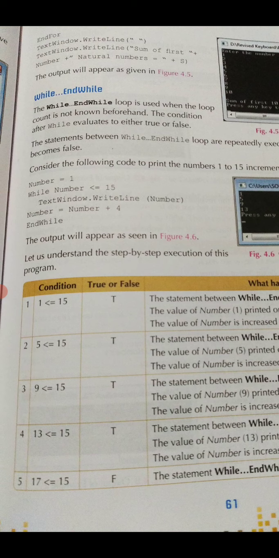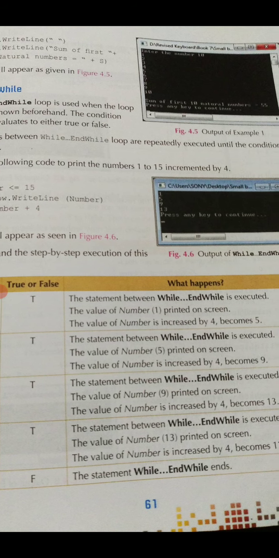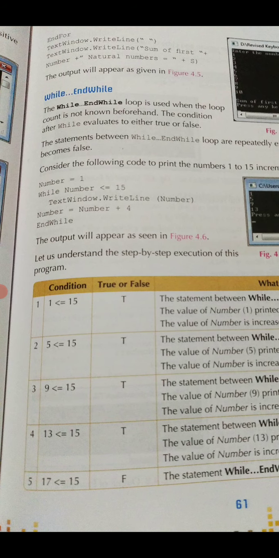The while loop is used when the loop count is not known beforehand. It means the blocks of statements will appear and you don't know what the next statement will be; the user doesn't know about the next count. The condition after while evaluates to either true or false. The statements between while and end while are repeatedly executed until the condition becomes false.